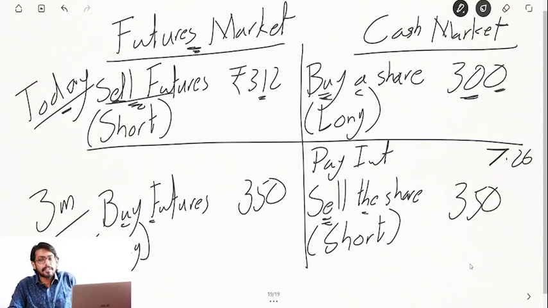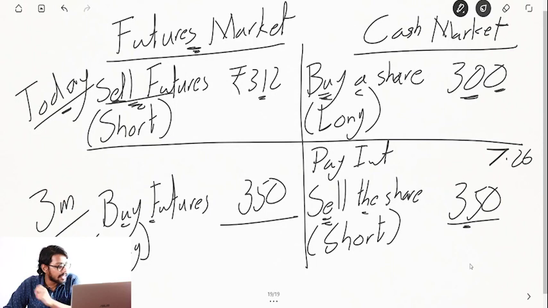After 3 months, assume share price becomes 350. On the due date, if share price is 350, the future price is also 350. So after 3 months, you are buying futures for 350 and selling the share for 350. You bought a share for 300 today. After 3 months, you can sell it for 350, but you have to pay interest. Either you have to pay interest or you are losing an opportunity cost of 7.26.